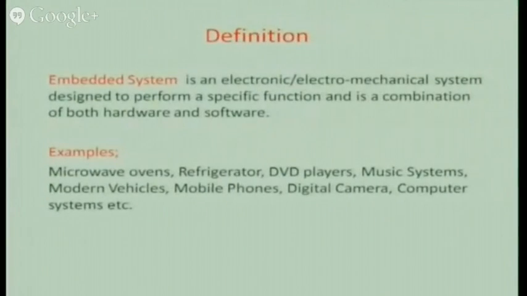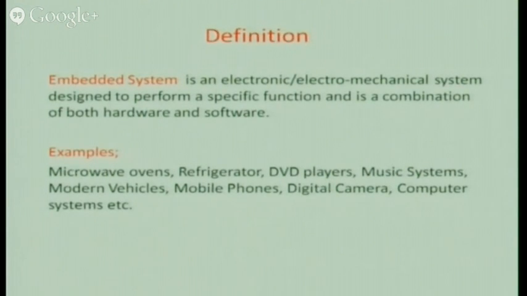In general, the definition of an embedded system is an electromechanical system which is designed to perform a specific function, and it is a combination of both hardware and software. In some scenarios, an operating system can also be a part of that embedded system. So an embedded system contains two main components, hardware and software, and in some scenarios it may contain a real-time operating system.